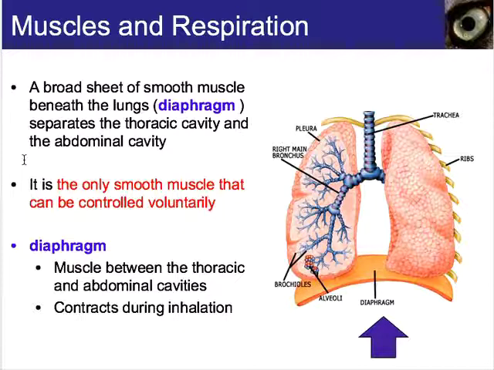A broad sheet of skeletal muscle beneath the lungs, called your diaphragm, is what separates your thoracic cavity and your abdominal cavity. If you're a singer or a musician, you hear a lot about your diaphragm because it can help you control your breathing. It is the only smooth muscle that can be controlled voluntarily in the entire body. So, your diaphragm is the muscle between the thoracic and abdominal cavities. It's going to contract during inhalation and relax during exhalation.